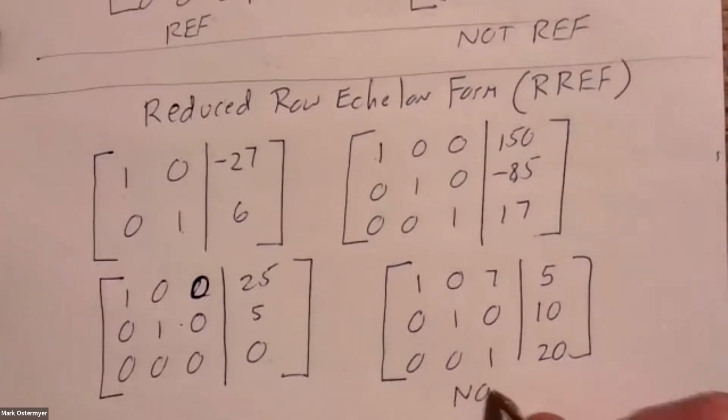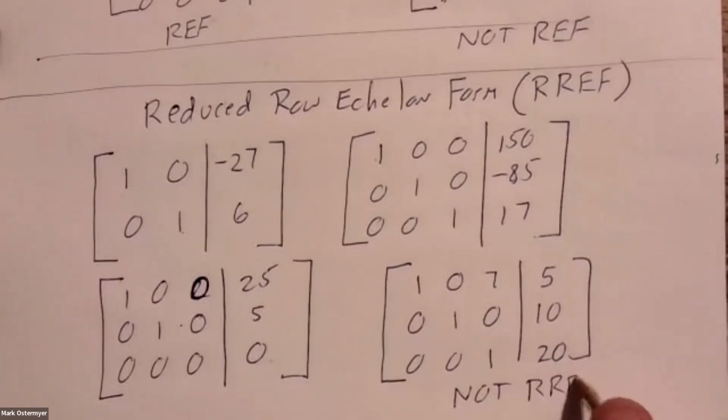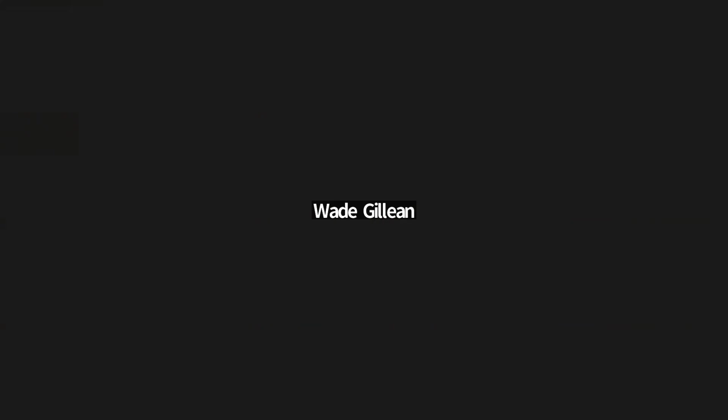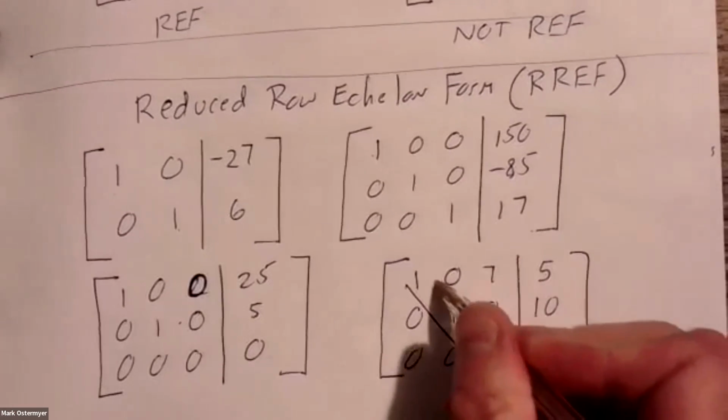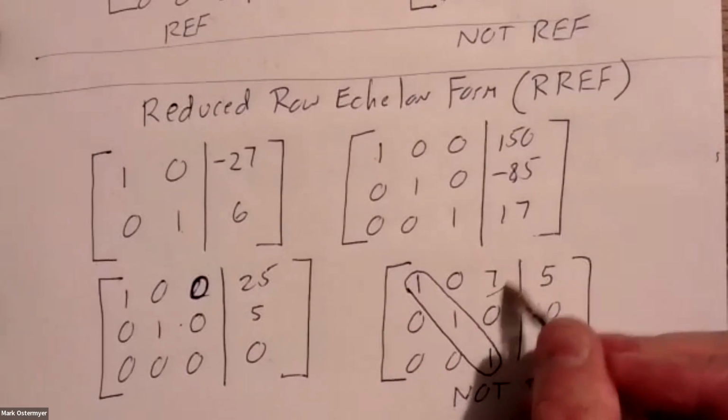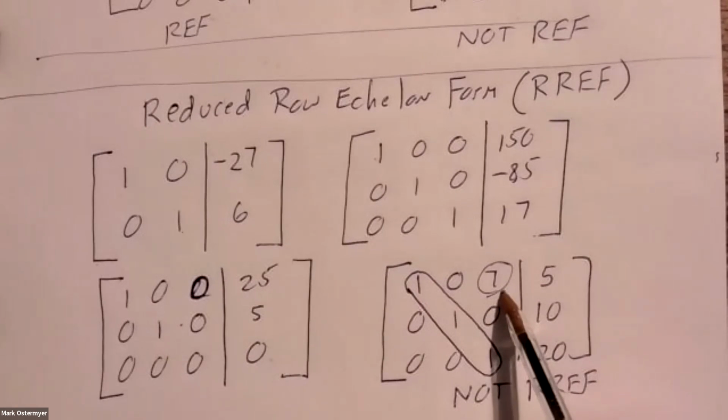This is not reduced row echelon form. There's the 7 up in the top right. That's right. All the entries above and below the main diagonal have to be 0. This is causing this to not be in reduced row echelon form.